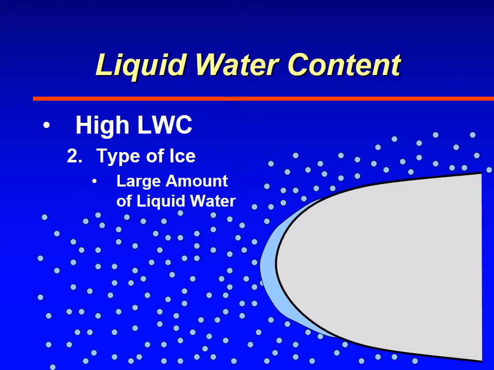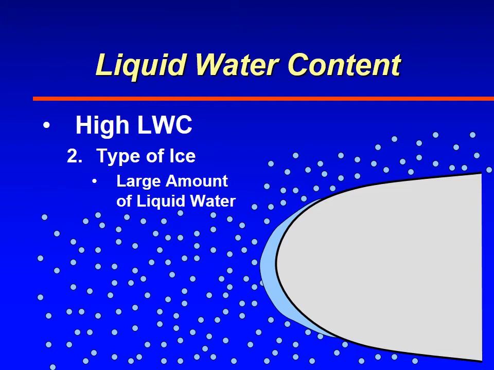Now, the liquid water content also determines the type of ice that you get. When we say type, we're talking about glaze or clear, mixed, or rime ice. So the amount of liquid water determines whether you get clear, mixed, or rime. So think of it this way.